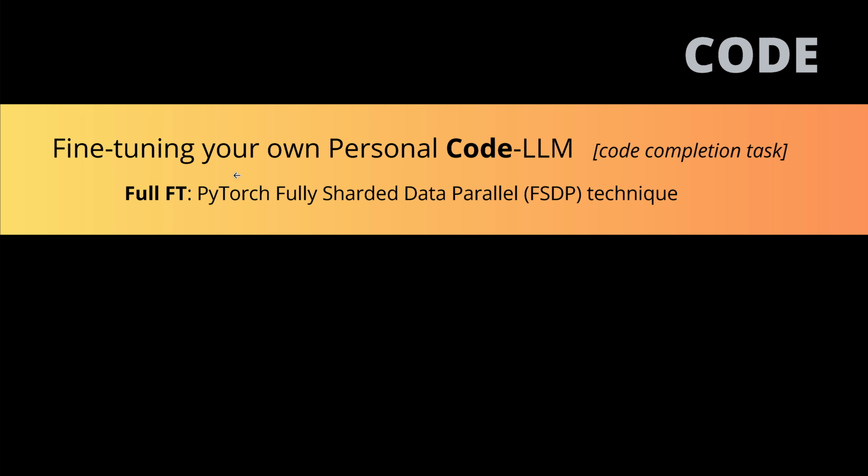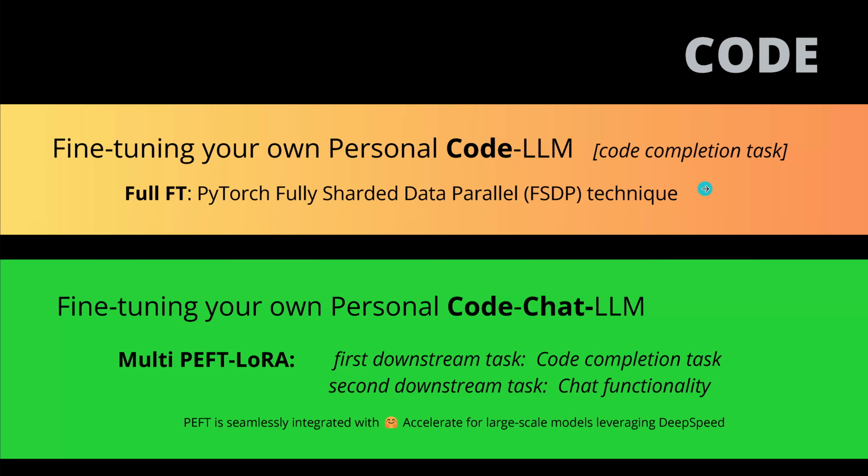You know me, a little challenge we do here just to get a feeling: a full fine-tuning. Yeah, code a full fine-tuning. And we use here the PyTorch Fully Sharded Data Parallel technique, or FSDP if you are an expert. But of course, we just do this as a warm-up, because the real interesting thing is if we apply now the multi-PEFT LoRA, everything we learned today, to the complete coding example. So we just want to have a full fine-tuning, but we go here with a parameter-efficient fine-tuning of our own personal code LLM.